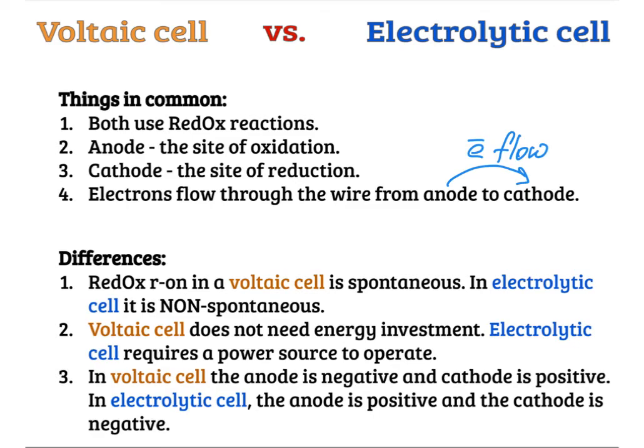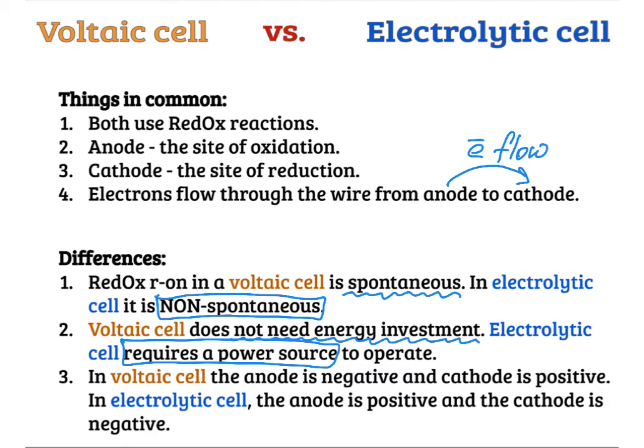The redox reaction in a voltaic cell is spontaneous, while in an electrolytic cell, the redox reaction that we are running is non-spontaneous. It would not be occurring unless we provide energy for it. Voltaic cell does not need energy investment. In fact, we can get energy out of it, and we often do in batteries and such. Electrolytic cell requires a power source to operate.